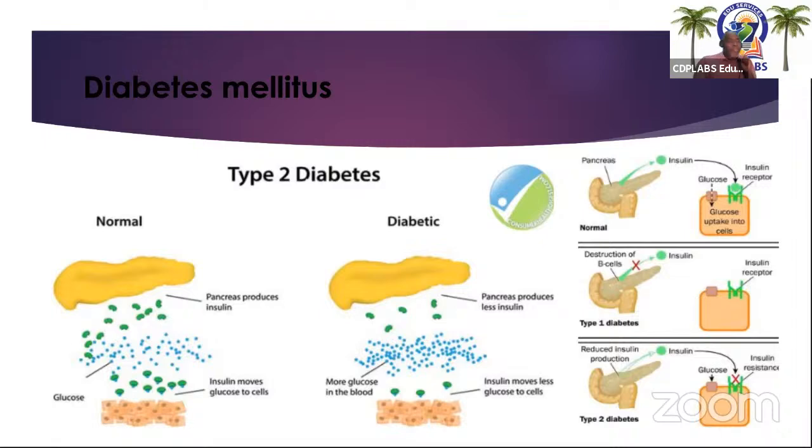Now, if you're diabetic, as you can see, the pancreas produces less insulin. This is type 2. More glucose, or excess glucose, is in the blood, and the insulin moves less glucose to the cells. Now, if we look back here at normal again, glucose is taken up into the cell, and the insulin gives it instruction and says, let's let in the glucose now, please. So Nastasia says it controls the glucose level. Very good. So that's basically what it does.